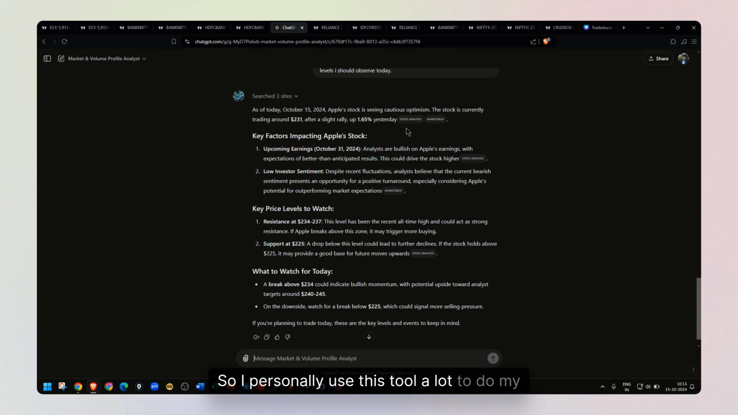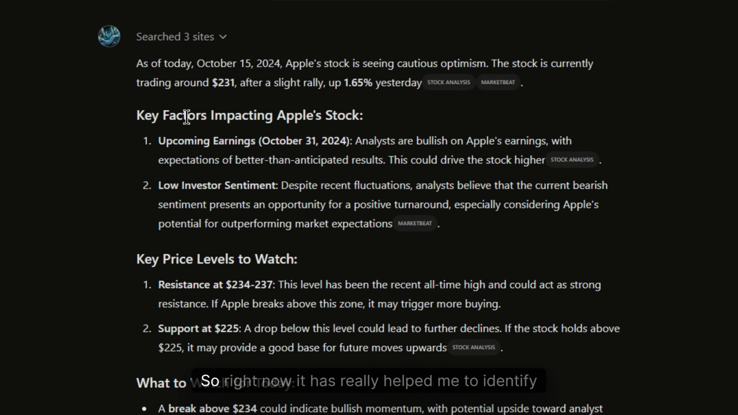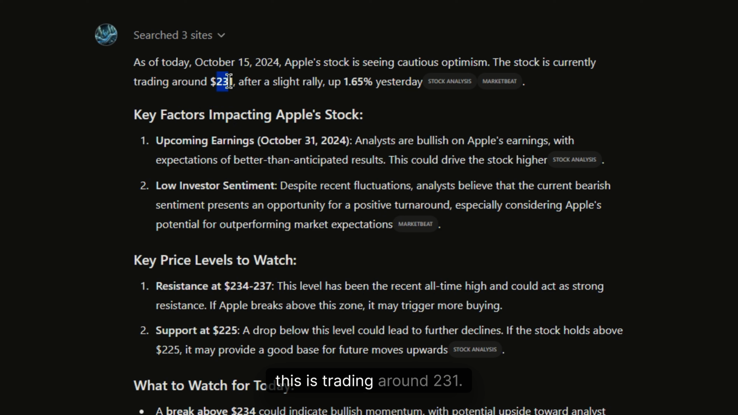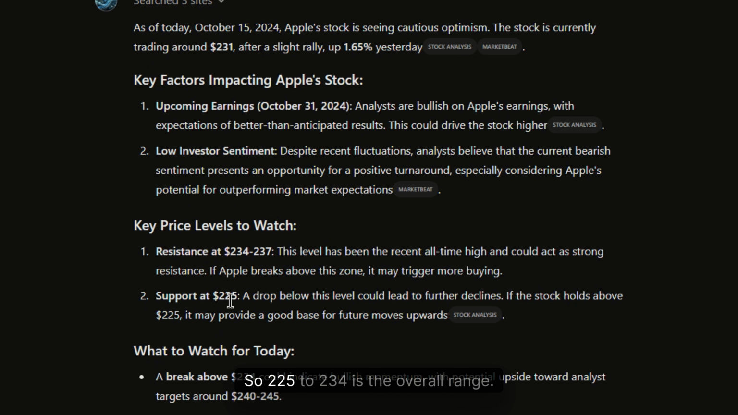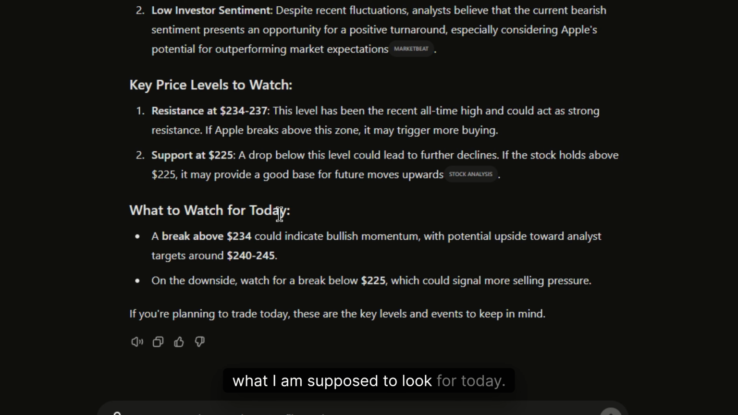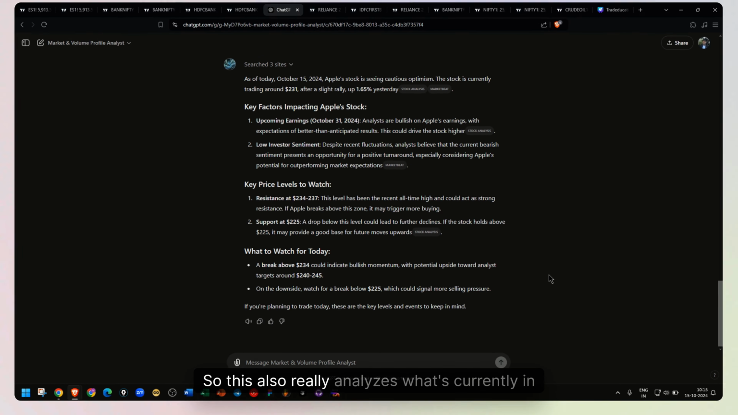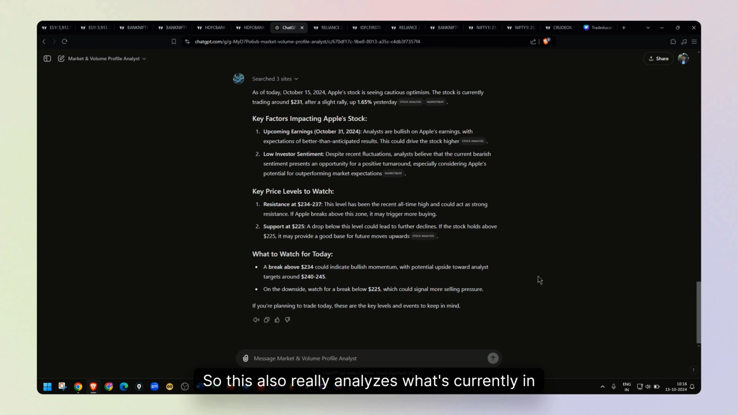I personally use this tool a lot to do my portfolio analysis. Right now it has really helped me identify that this is trading at 231, it's 1.65% up, there is an upcoming earnings, and this is the overall investor sentiment, which is great. What are the price levels I should watch? 225 to 234 is the overall range, and this is what I am supposed to look for today. It also analyzes what's currently on the internet and what people are talking about. It does a sentiment analysis, and based on this, it helps you identify the key information and insights you should be aware of.